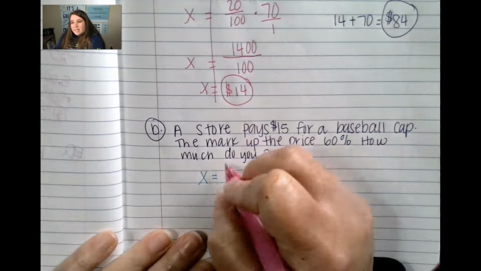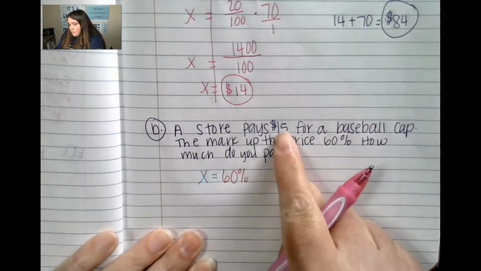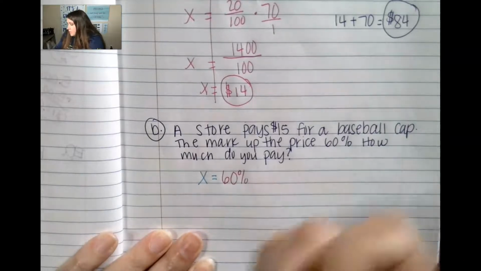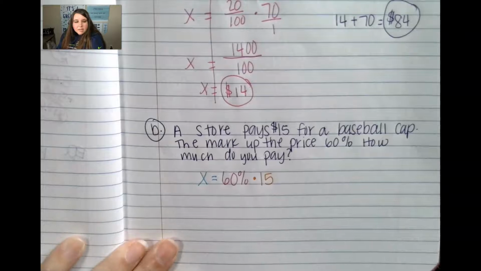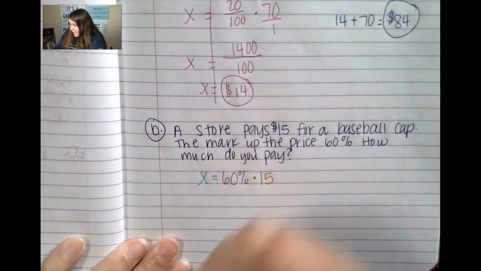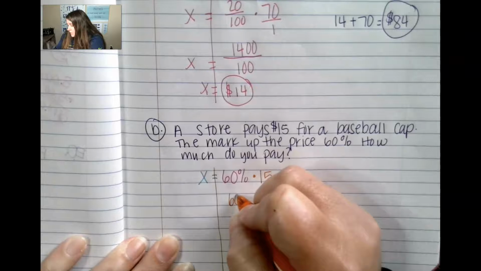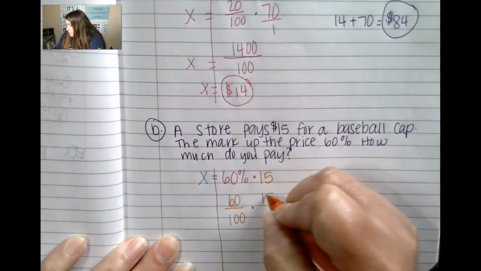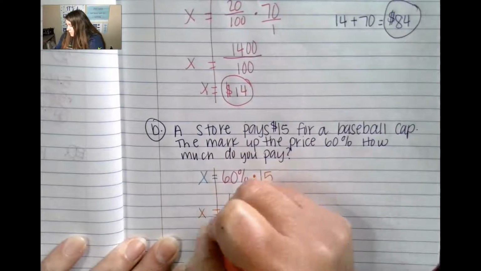Okay, so x equals 60% of the $15. So 15 is our total. We want to know what the markup is. Now we're ready to solve for x. So in order to solve for x, we're going to take 60, put it over 100, multiply 15 over 1. This will give us x.